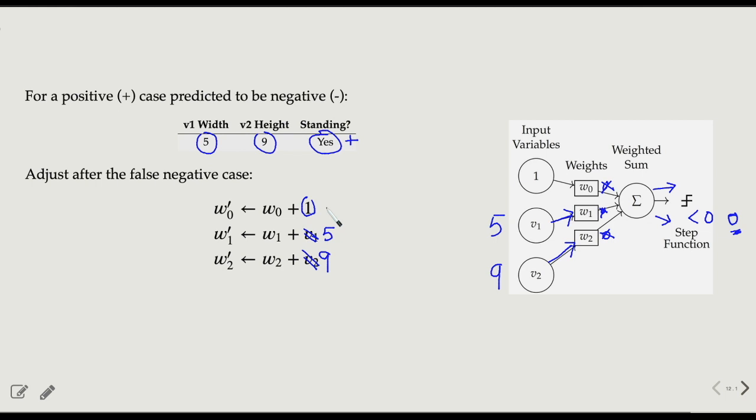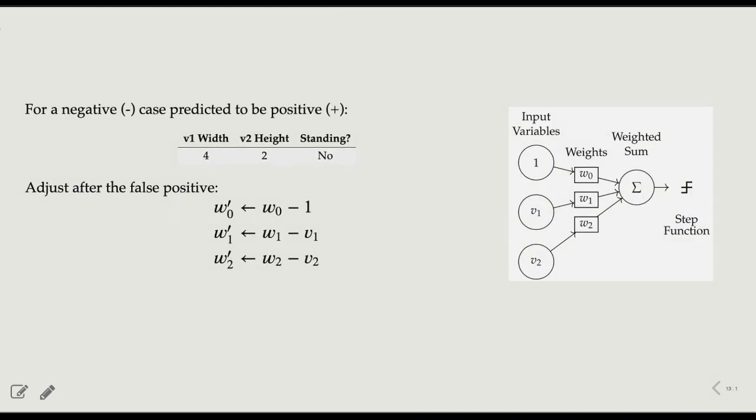Now let's look at a different case, and then we will come back to see how overall it's going to adjust the weight in the right direction. Let's suppose this is a negative case, so the standing is no. In a negative case, the width is greater than height. So width is 4, value 4 for V1, and then 2 for V2. We put the values in, and let's suppose the outcome is greater than 0, so we predict 1, which is standing.